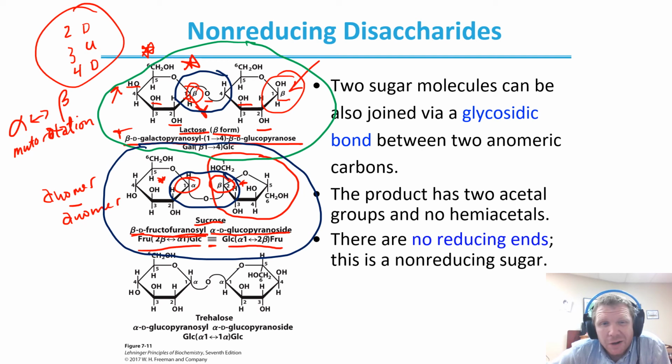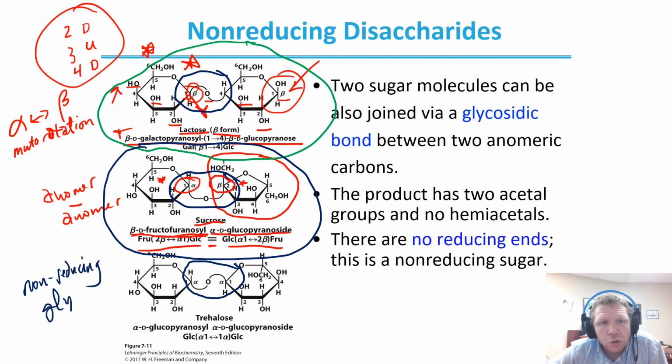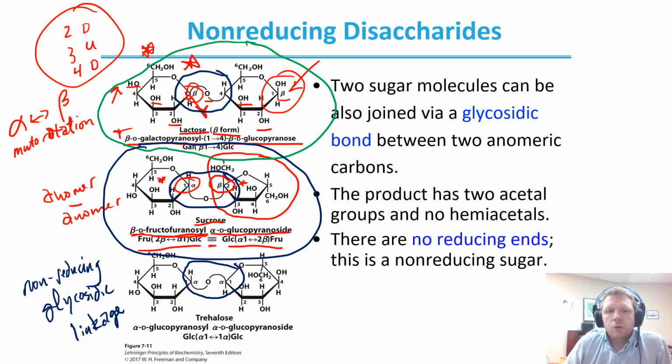And if you look down at the next one, trehalose, well, we have an anomeric carbon to an anomeric carbon. This forms what's known as a non-reducing glycosidic linkage. A non-reducing bond exists between these two sugars. So this is a non-reducing disaccharide.